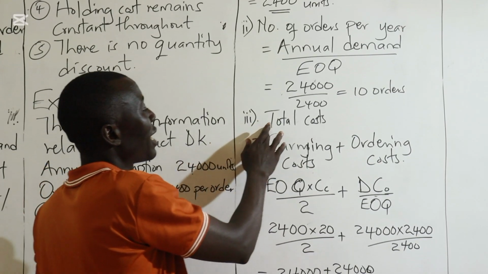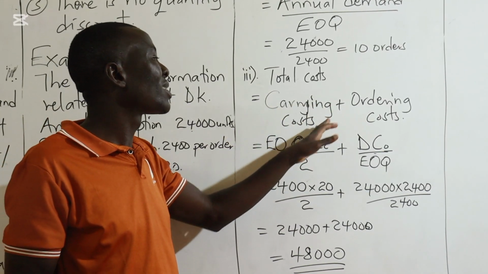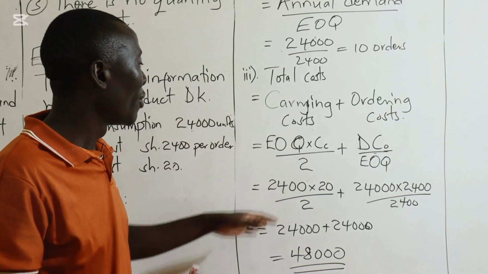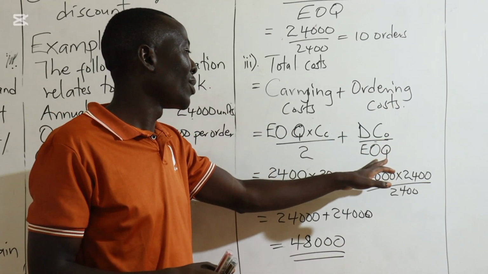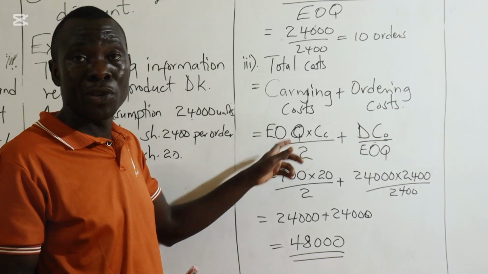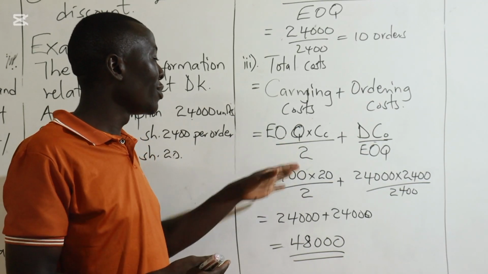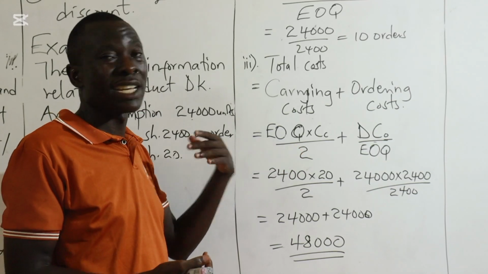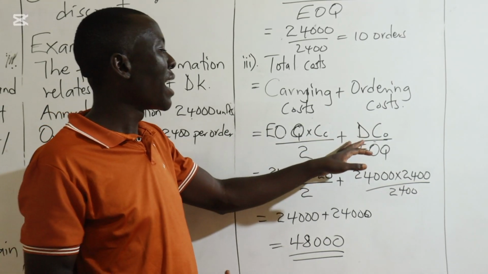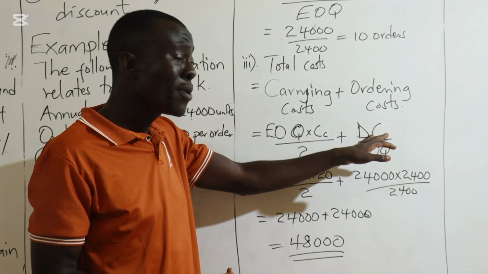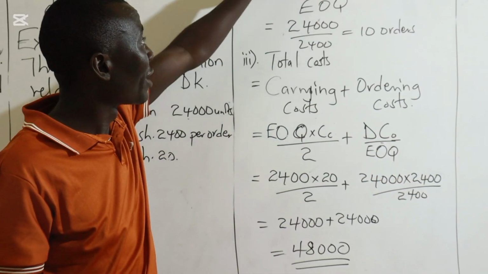Then 3, we are being asked to calculate the total relevant cost, and we say the total cost here involves carrying costs and ordering costs. And therefore, we have both formulas, one for calculating the carrying costs and the second one for calculating the ordering cost. The carrying cost is calculated as EOQ. Sometimes we use just Q for economic order quantity, and therefore when you find somewhere in a book they have used Q, then they are simplifying EOQ. So EOQ times the carrying cost divided by 2, then we add annual demand times the ordering cost divided by the EOQ, which we have calculated here.